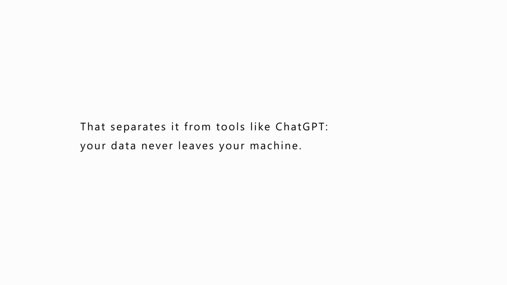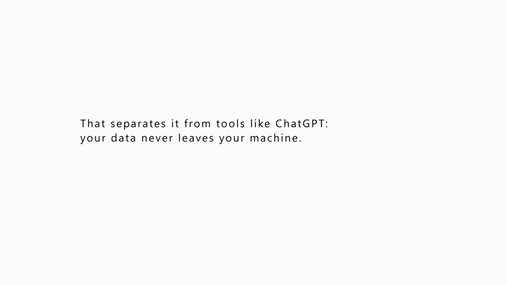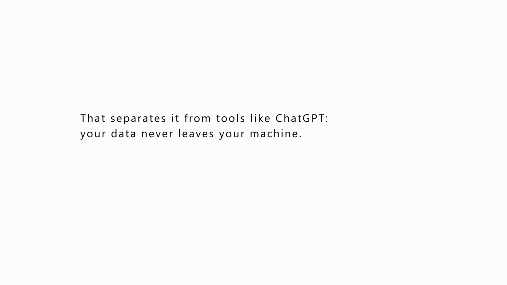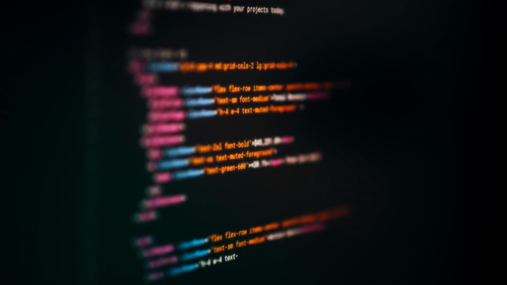And here's the key thing that separates it from tools like ChatGPT: your data never leaves your machine. OpenClaw uses AI models like Claude or GPT as its brain. You plug in your own API key, but everything else, your files, your memory, your conversations, is all stored locally on your hardware, nobody else's server. That's a genuinely different kind of AI assistant.